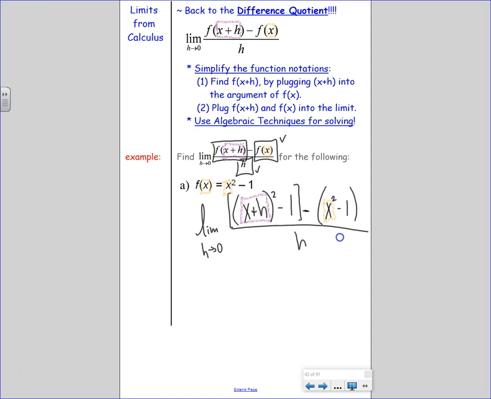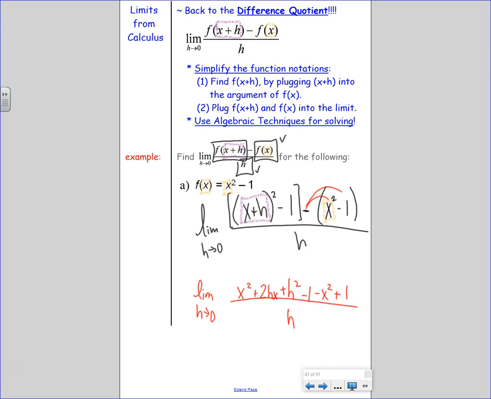Cool. Kiddos, do some foiling for me. Ready, set, go. What's x plus h times x plus h? Look how fast that was. 2xh or 2hx, either way, right? Double check. Did you distribute your negative properly when this had to go to both terms? Negative x squared plus 1. So I foiled x plus h times x plus h is x squared plus 1xh plus 1hx. They're like terms, so 2hx or 2xh, same thing. Plus h squared minus 1 minus x squared plus 1.